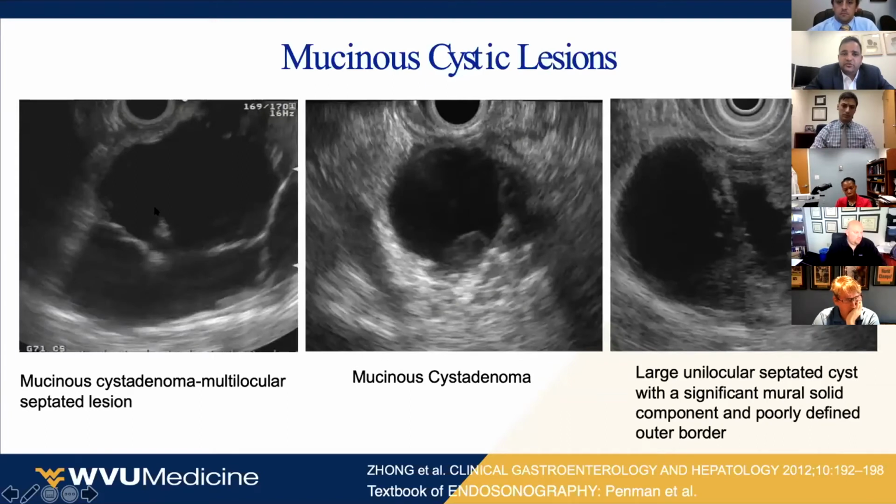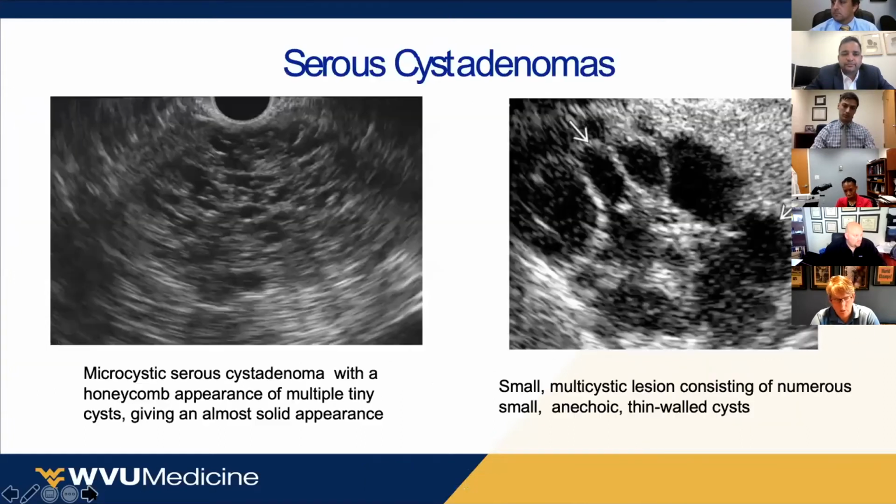Mucinous cystic lesions. So this is a septated multilocular cyst. In the center, you can see these septations. This in the center is a mucinous cyst with mucin in the cyst, while on the image on the right-hand side, you can see there is a significant solid component which can harbor malignancy, and this is a very high risk for cancer.